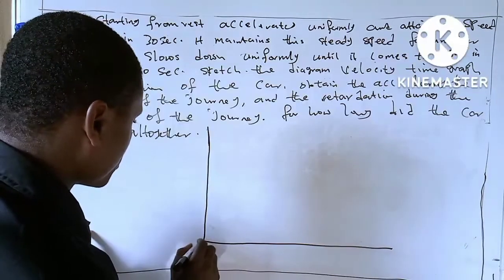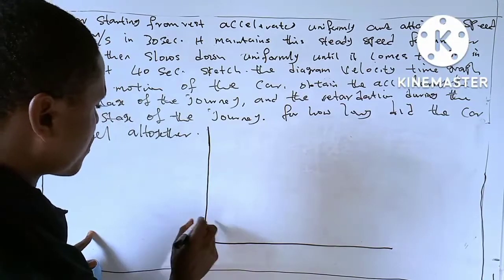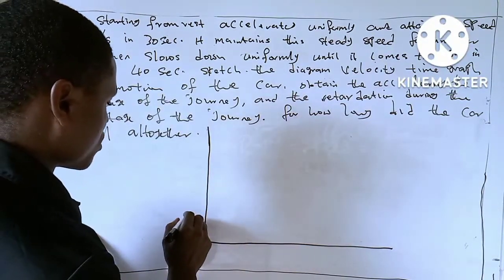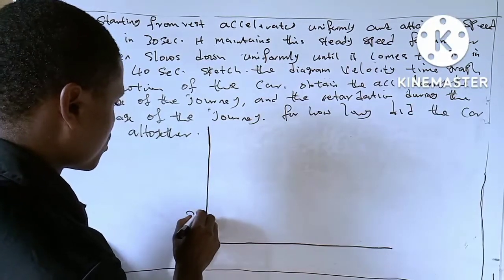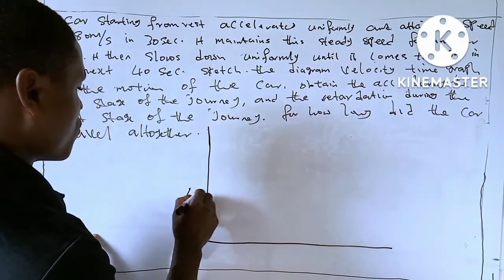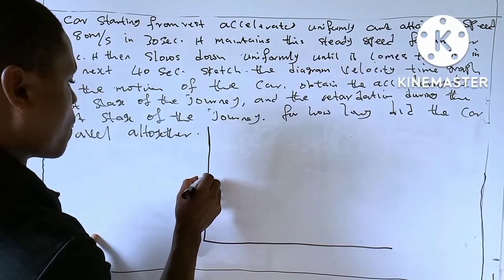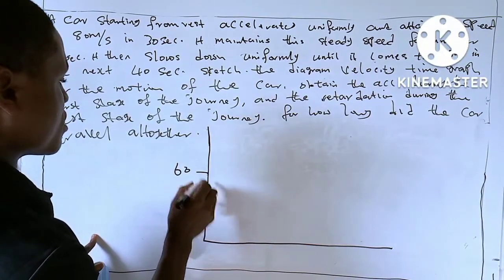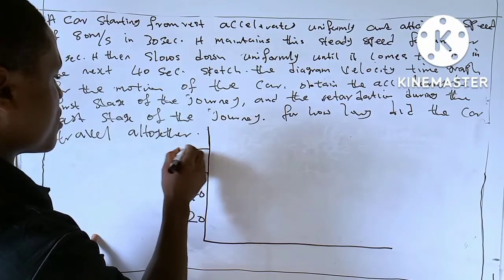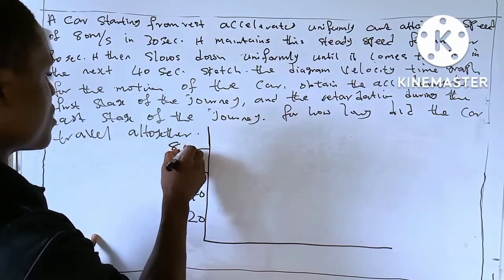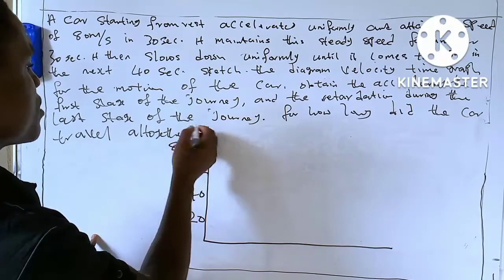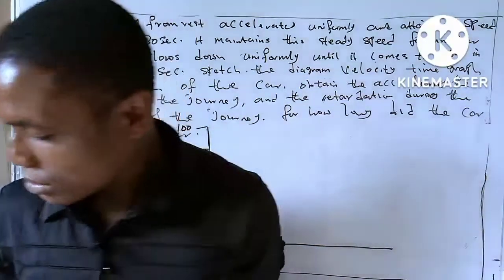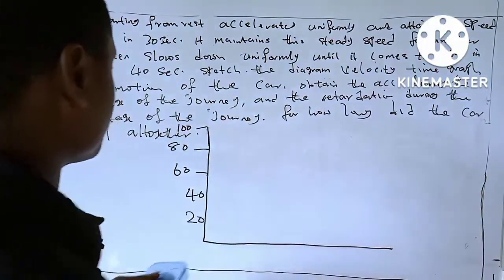So let's say here is zero. Let's use 20, 40, 60, 80. Okay, let's say 100.